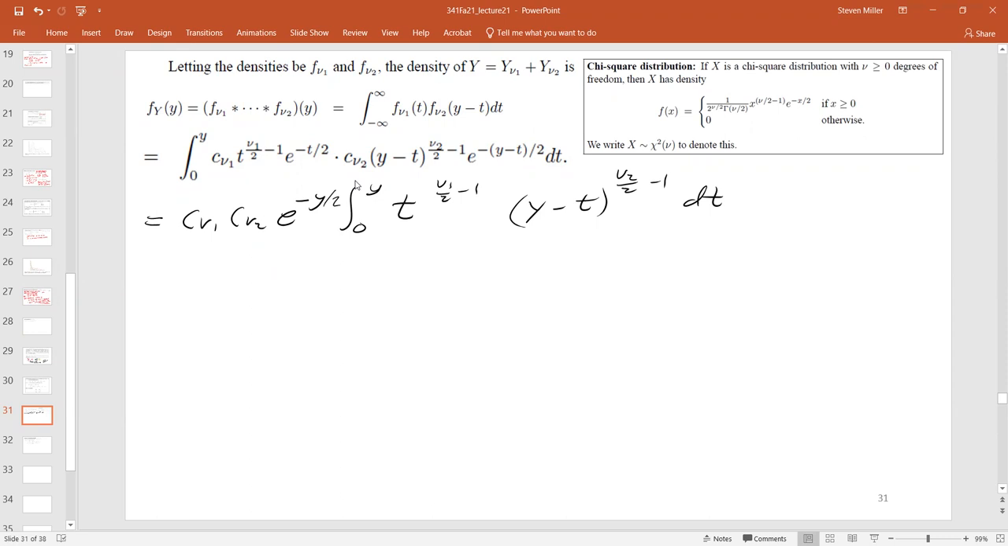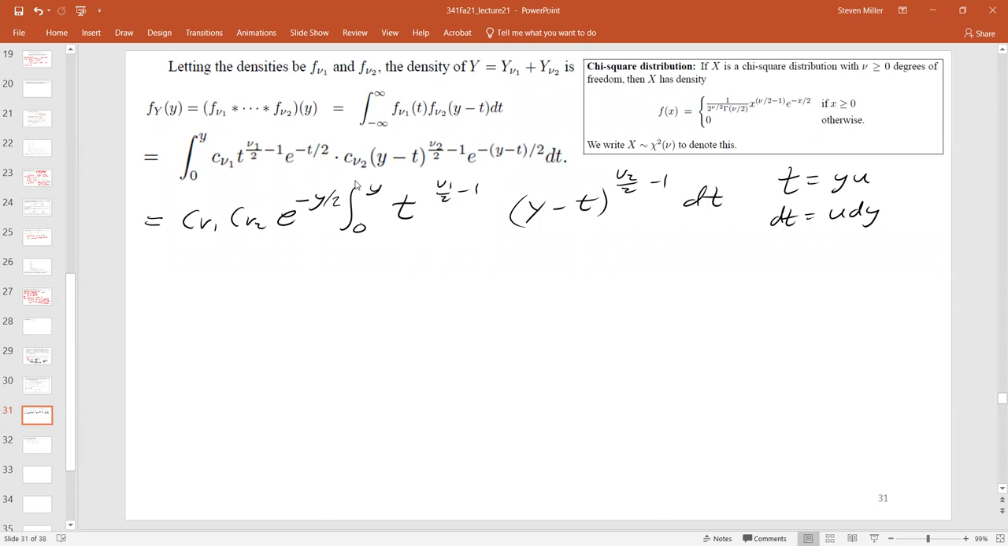But remember that foreshadowing we had at the very beginning of this lecture where we talked about dimensional analysis and units. We're integrating from 0 to y. I can rescale things and things are fine. So I could replace t with a new variable. Let's let t equal y times u, so dt is going to be y du. The reason is if I do this, I will get y minus y times u, and I can pull out the y. And now what's nice is my bound of integration will be independent of y. So this is a natural change to do.